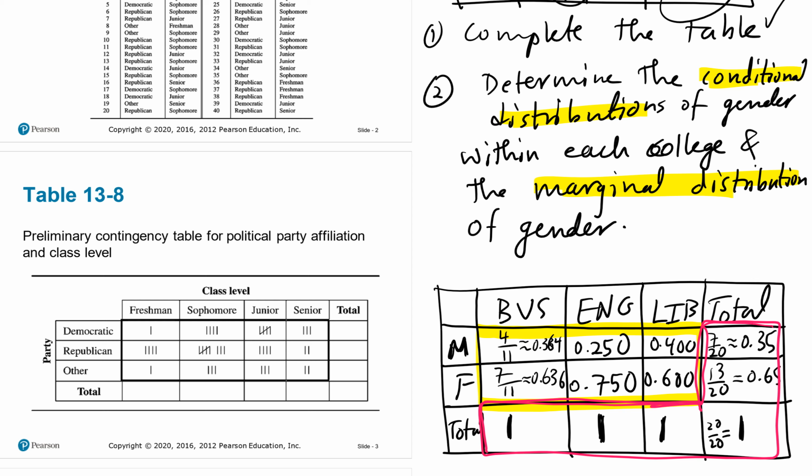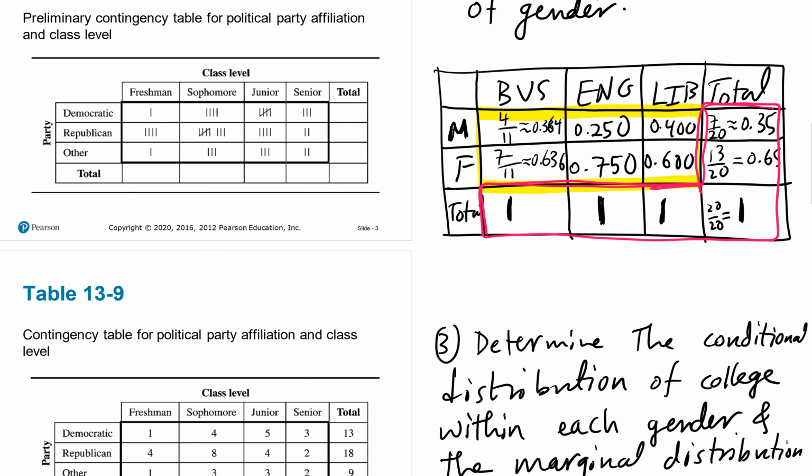But notice the way we did it, we found the conditional distribution of gender within each college. So we had to have gender on the left side of the table. What if they say it the other way, like determine the conditional distribution of the college within each gender? Then you put the colleges on the left side.